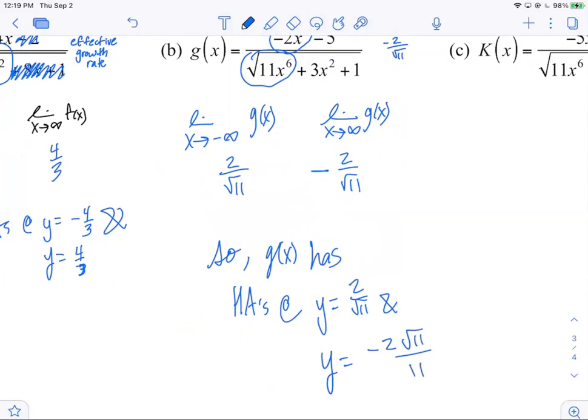On a free response, you don't have to rationalize. I went ahead and rationalized the second one there. If it's a multiple choice, they may rationalize, they may not. If you rationalize, you just multiply by root 11 over root 11, and you get 2 root 11 over 11, okay?